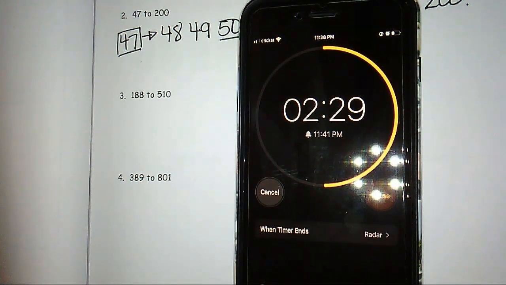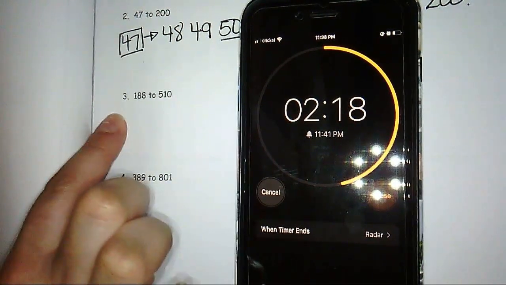If you're done, you can go ahead and pause the video or fast forward the video so you can check your answers. If not, continue working. I want to see the answers for 3 and 4.